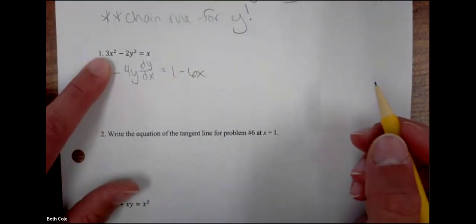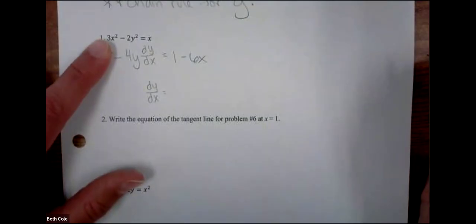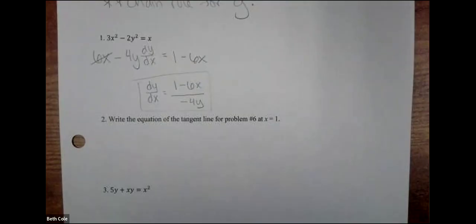And you can even cover it up with your hand and be like, okay, that's gone now. What would your last step be to get dy/dx all alone? Not subtract. Divide. Okay, so it's going to be 1 minus 6x divided by negative 4y. And if it looks like a mess, you probably did it right. Yay. I made number 2 piggyback off of number 1.